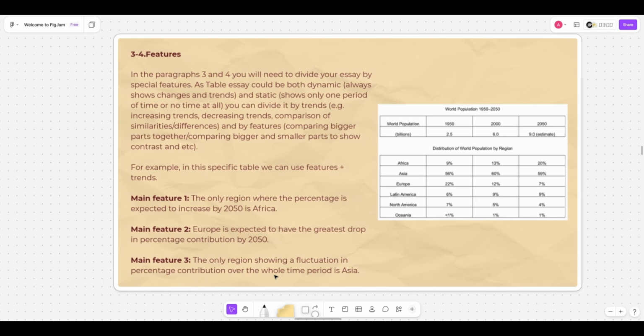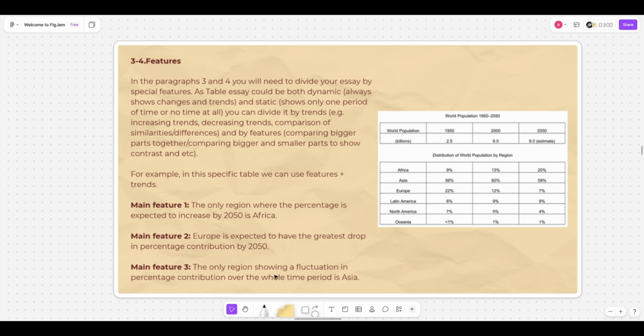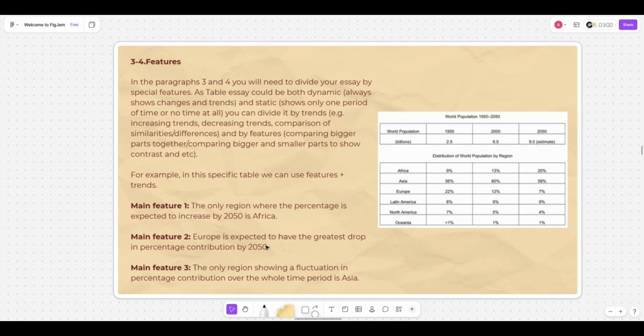Now let's plan paragraphs 3 and 4. Just like with pie charts, tables can be either dynamic, showing change over multiple time periods, or static, showing only one snapshot in time. Our table is dynamic, covering three time periods. For this particular table, the best approach is to combine both trends and features to organize our paragraphs. Based on what we see in the data, we can divide the regions like this.